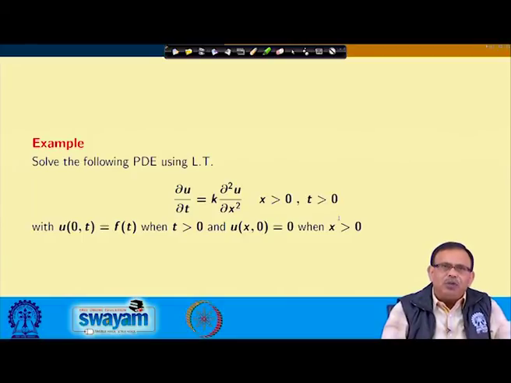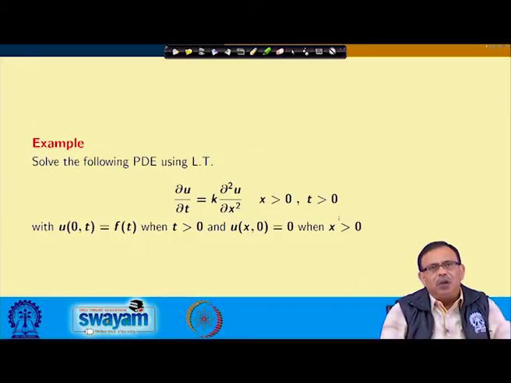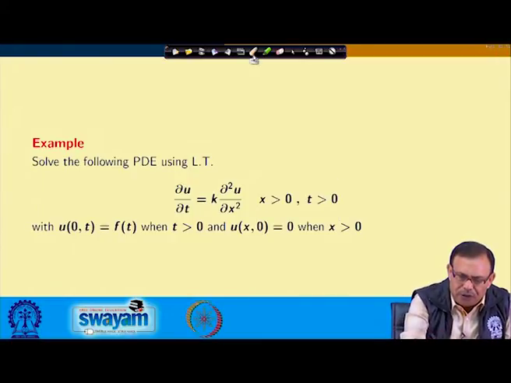So, both are given to us, that is, the function u is a function of two variables x and t. The equation is ∂u/∂t = k ∂²u/∂x². Your u(0,t) = f(t) is given to us whenever t > 0, and at t = 0, u(x,0) = 0 whenever x > 0. Let us see the solution process of this.